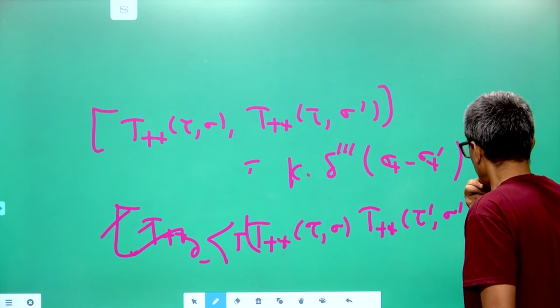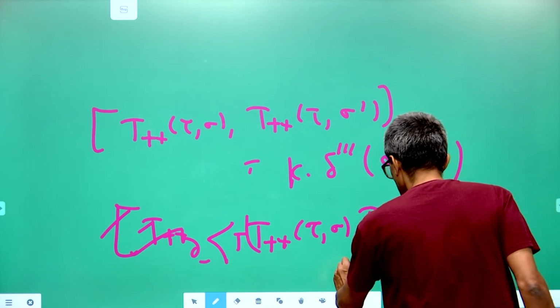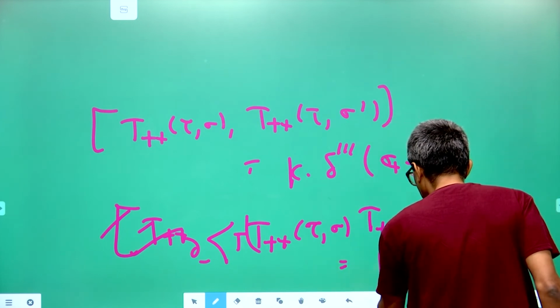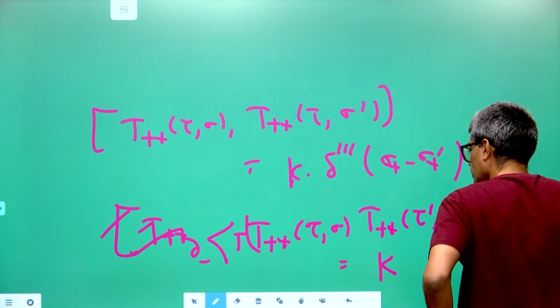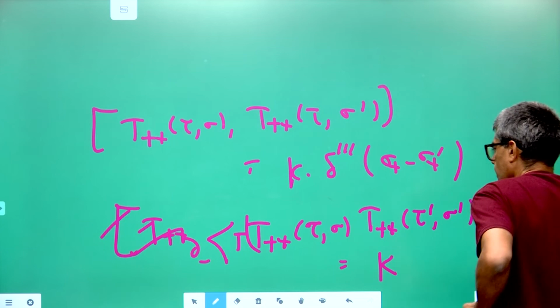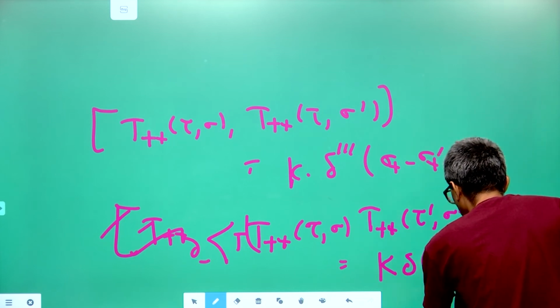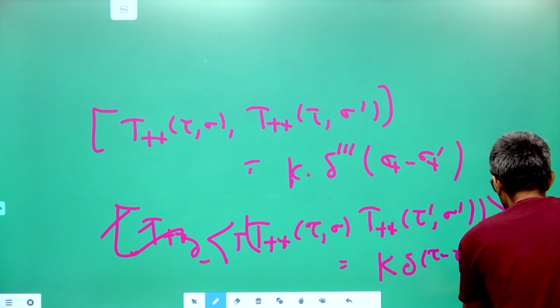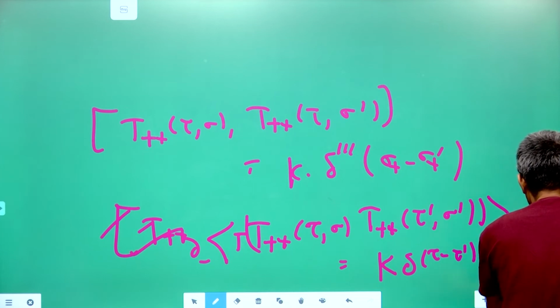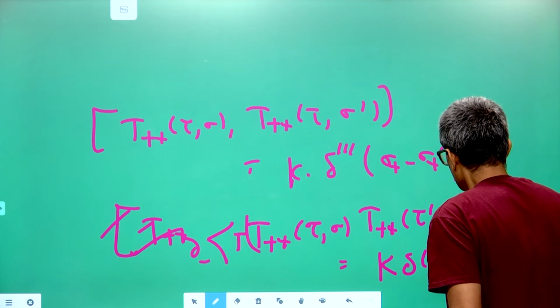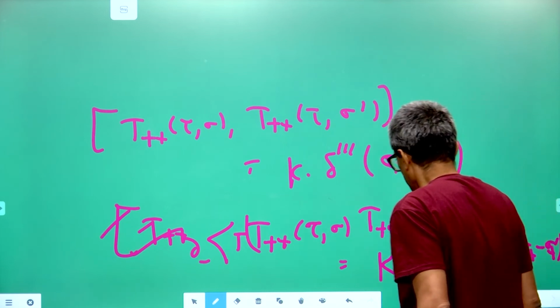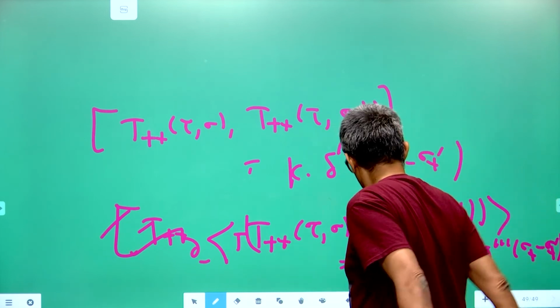then that is equal to k times... we are calculating this, okay. So it is delta tau minus tau dash into the triple derivative of this at sigma plus minus sigma plus dash, right. So this gives you the correlations, the equations for the correlations.